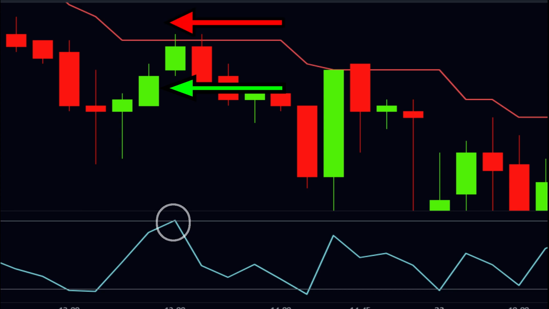Our stop loss should be above the high of the trigger candle, and we should make our target where the RSI of the stock goes below the 10 level. At this point RSI of the stock goes below the 10 level, so we will set our target at this point.